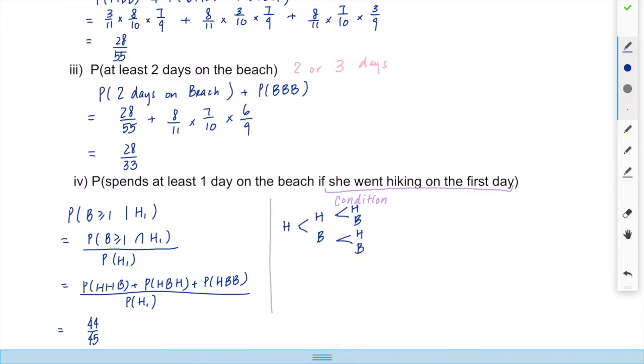Right? And instead of looking at 3 cases and adding them together, I can subtract the complement, which is HH, which simplifies my calculation by a lot, because this outcome, P of H2, H3, is 2 out of 10 times 1 over 9. And this is also 44 out of 45.